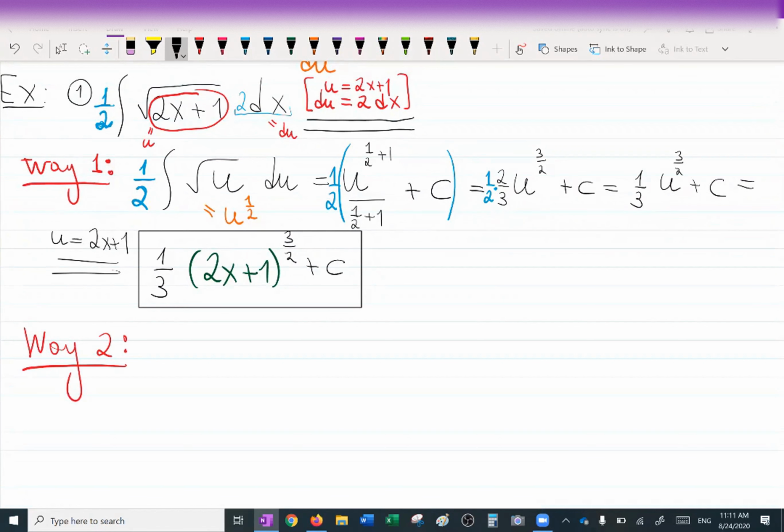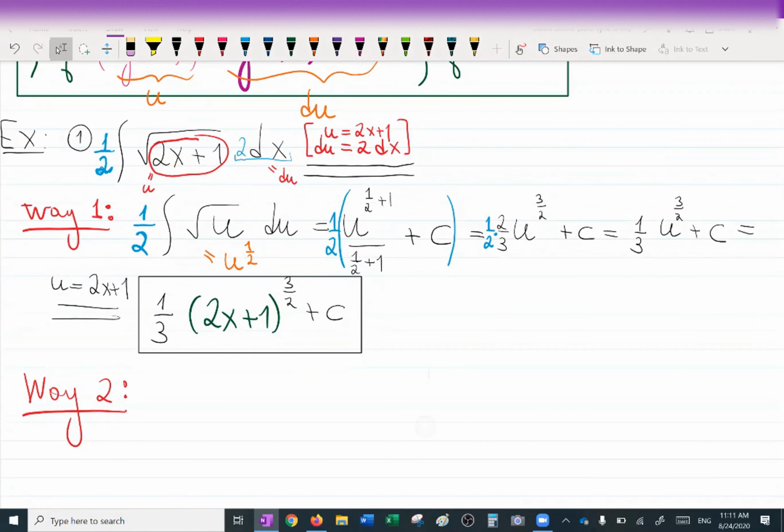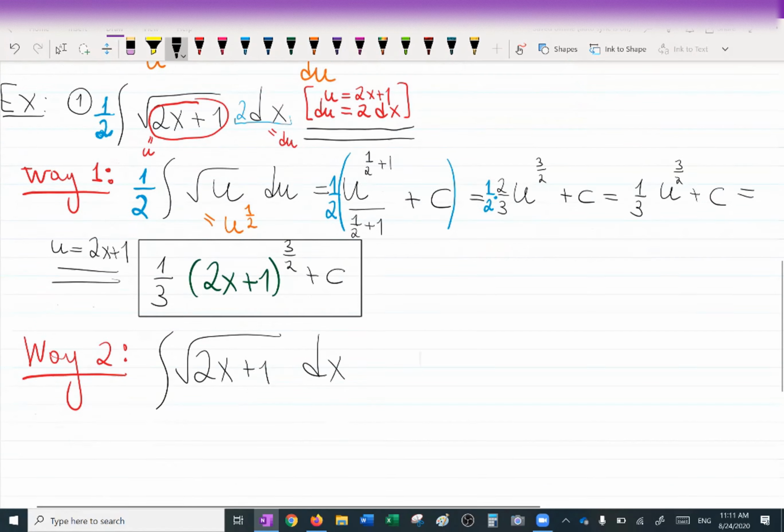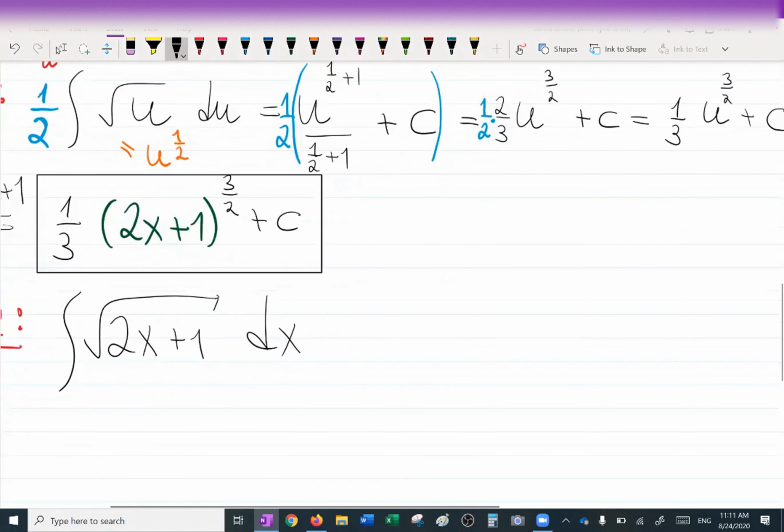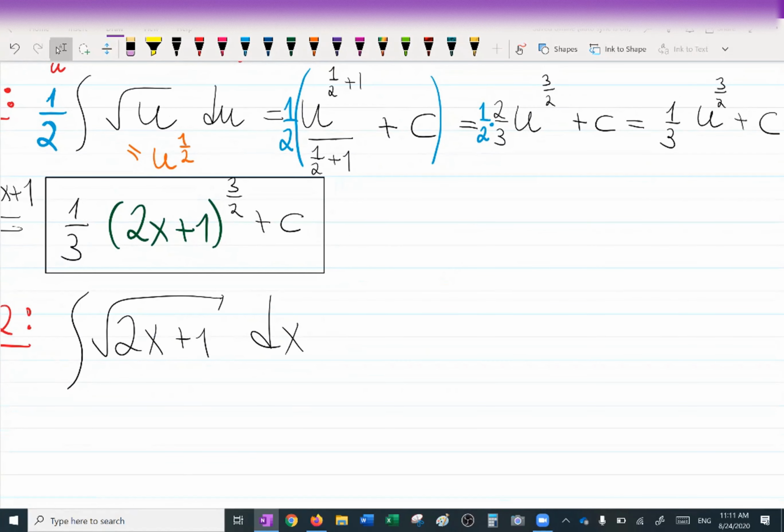Way 2, I'm looking at the original integral. I will even write it down: integral of the square root of 2x plus 1 dx. This is what I was given. You ask yourself, okay, U-substitution, what should I do? You scratch your head, and then you realize, I don't like the square root. So let me choose the function inside to be U. And then in your imagination, if I would have the integral of the square root of U, you know how to integrate, so it's good.